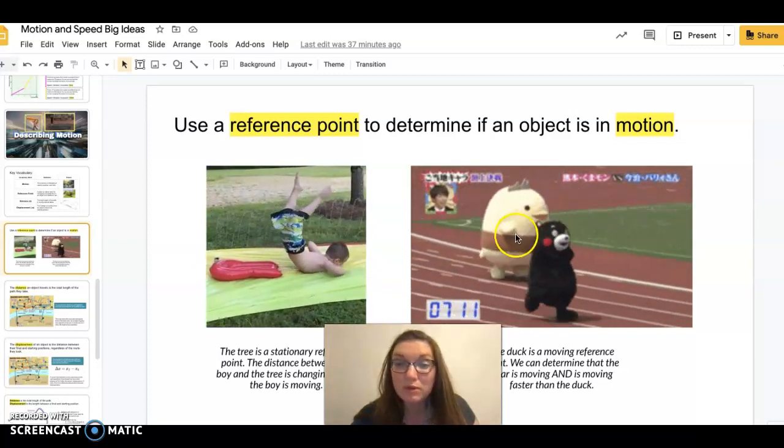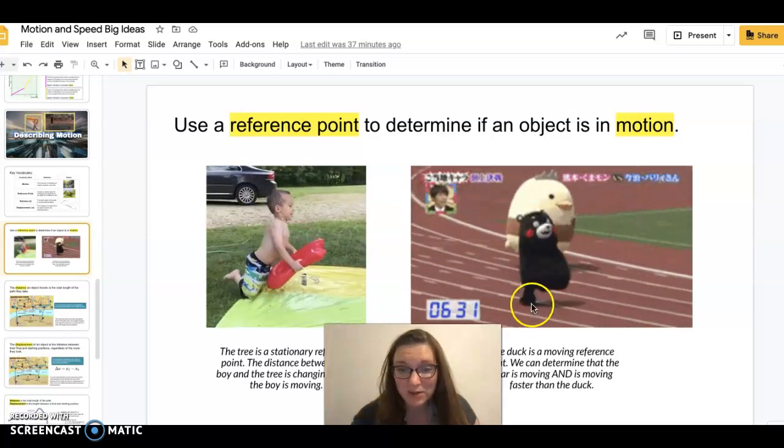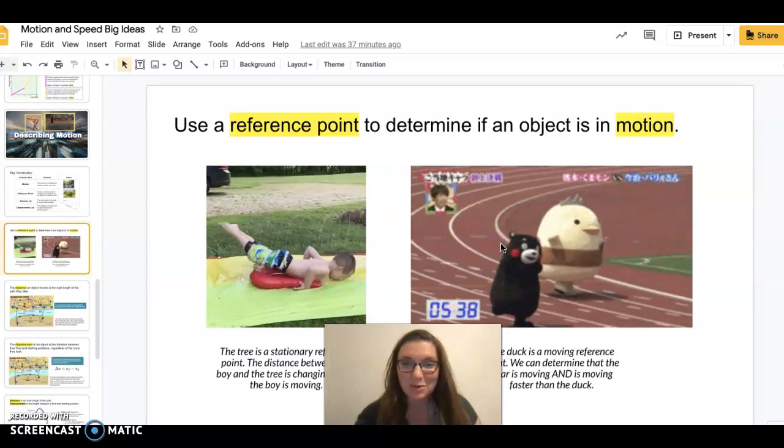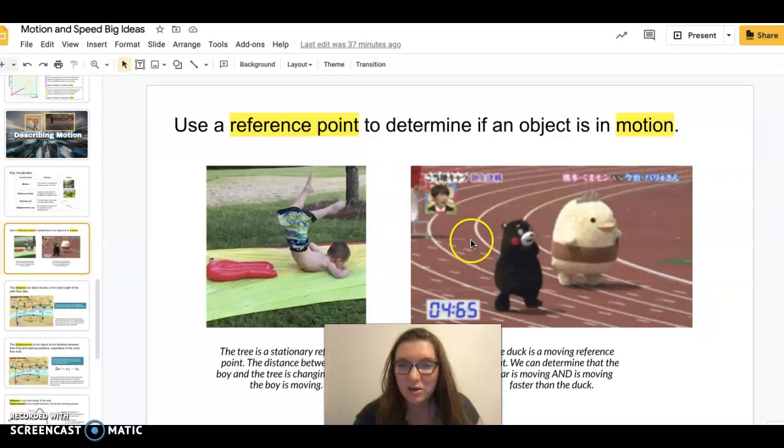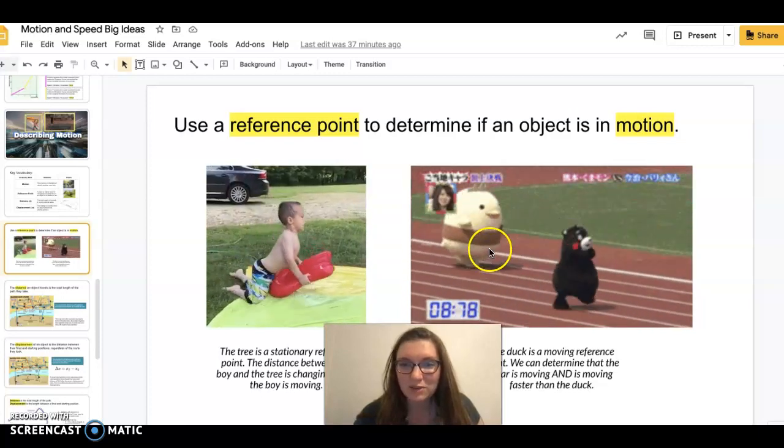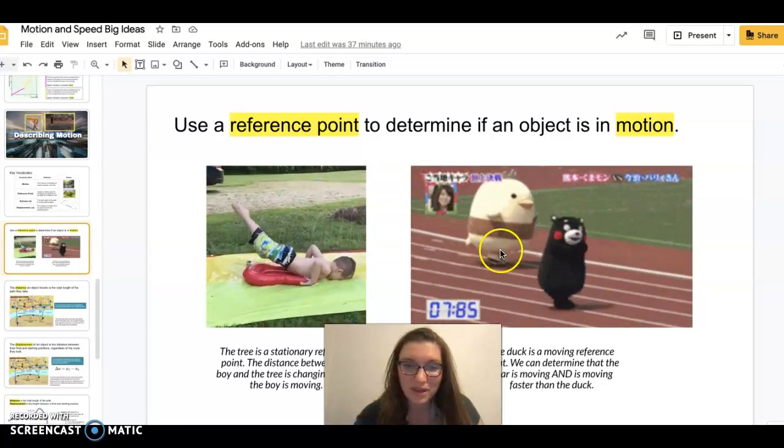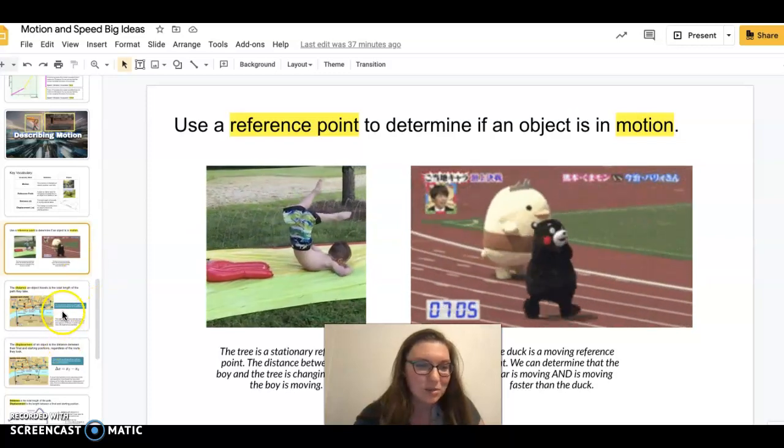You could also use a moving reference point. Like I said, this is how people determined the motion of the planets back in the day. Also, if you're driving down the highway, you can decide if you are traveling faster or slower than a reference point, in terms of another car.